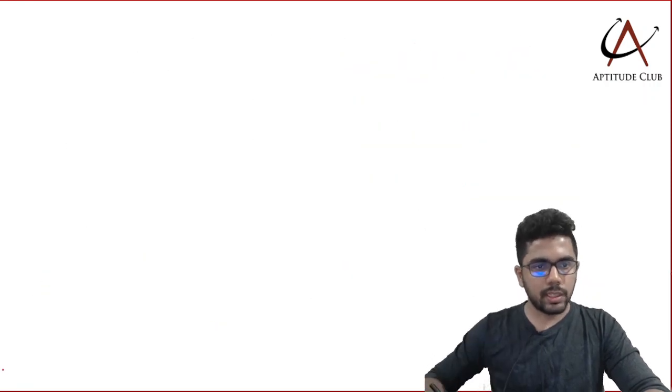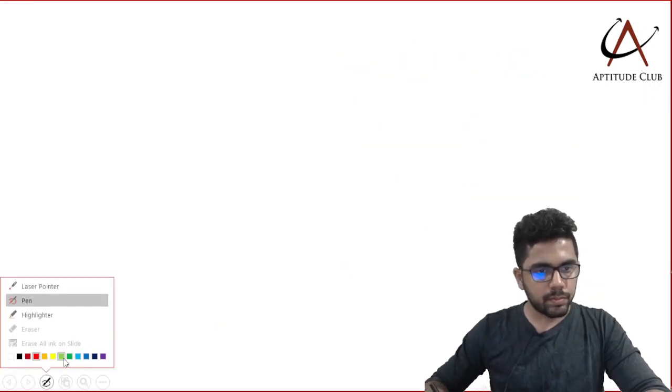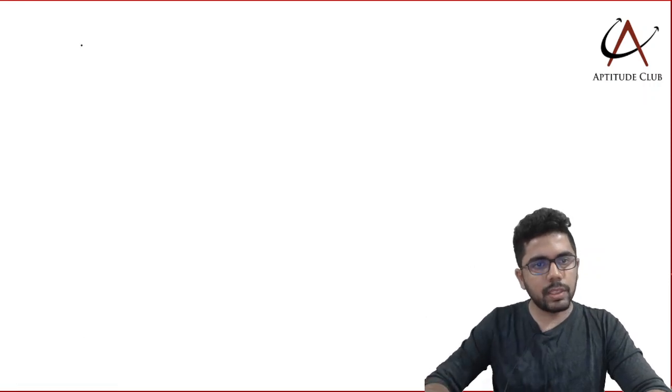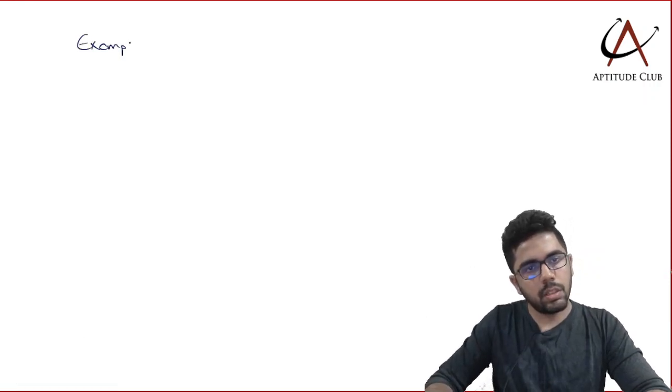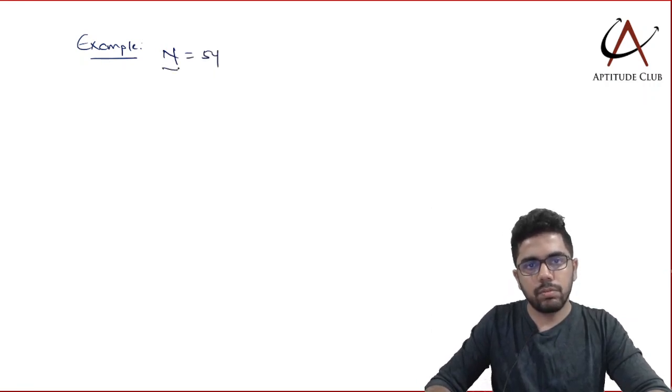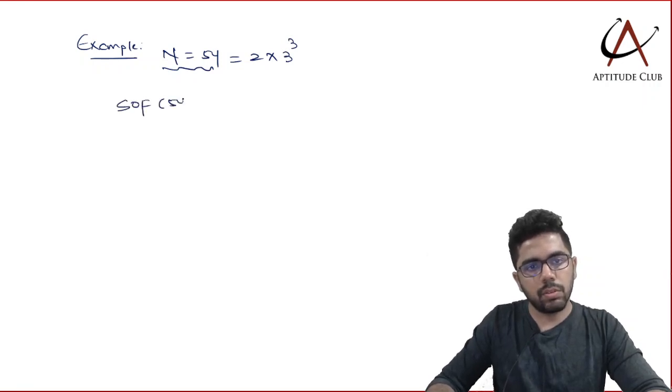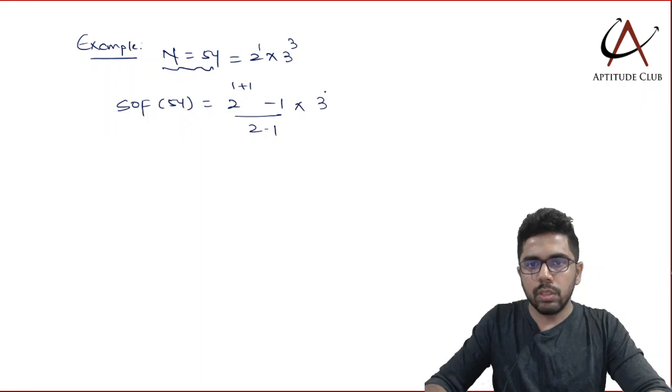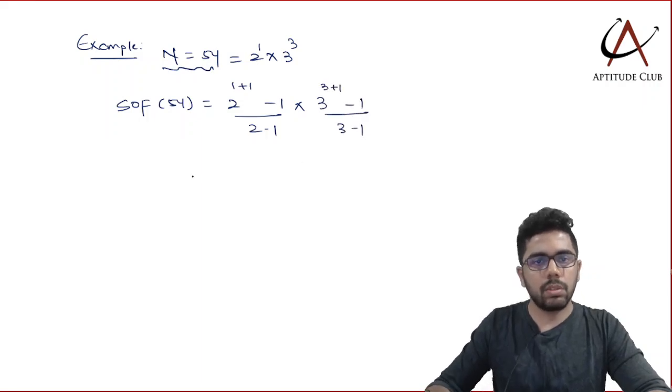So let us take an example. वो जो 54 वाला एग्जाम्पल था वो लेते हैं. n is equal to 54. If you prime factorize, this was 2 into 3 cube. So I can write sum of factors of 54 is (2 to the power 1 plus 1 minus 1) by (2 minus 1) into (3 to the power 3 plus 1 minus 1) by (3 minus 1).